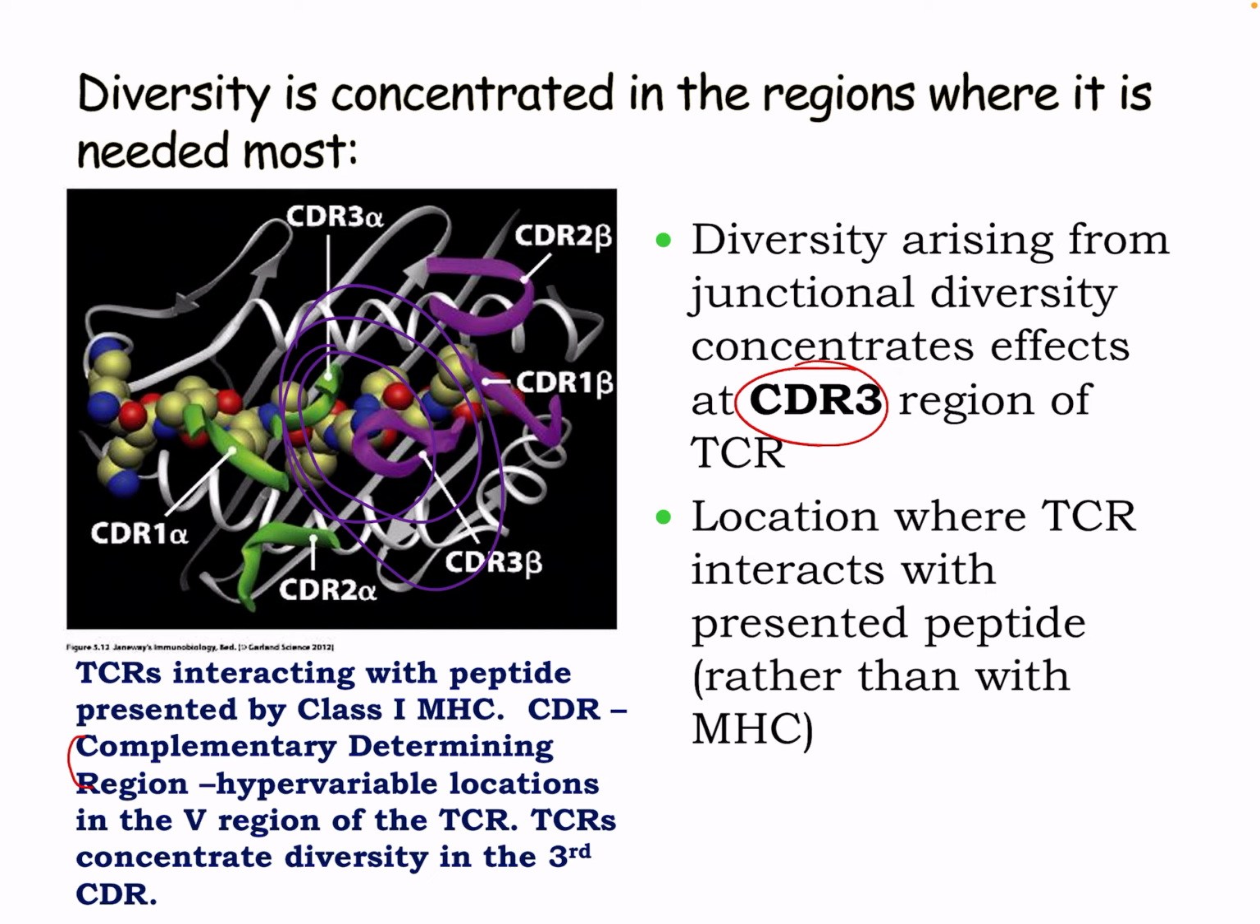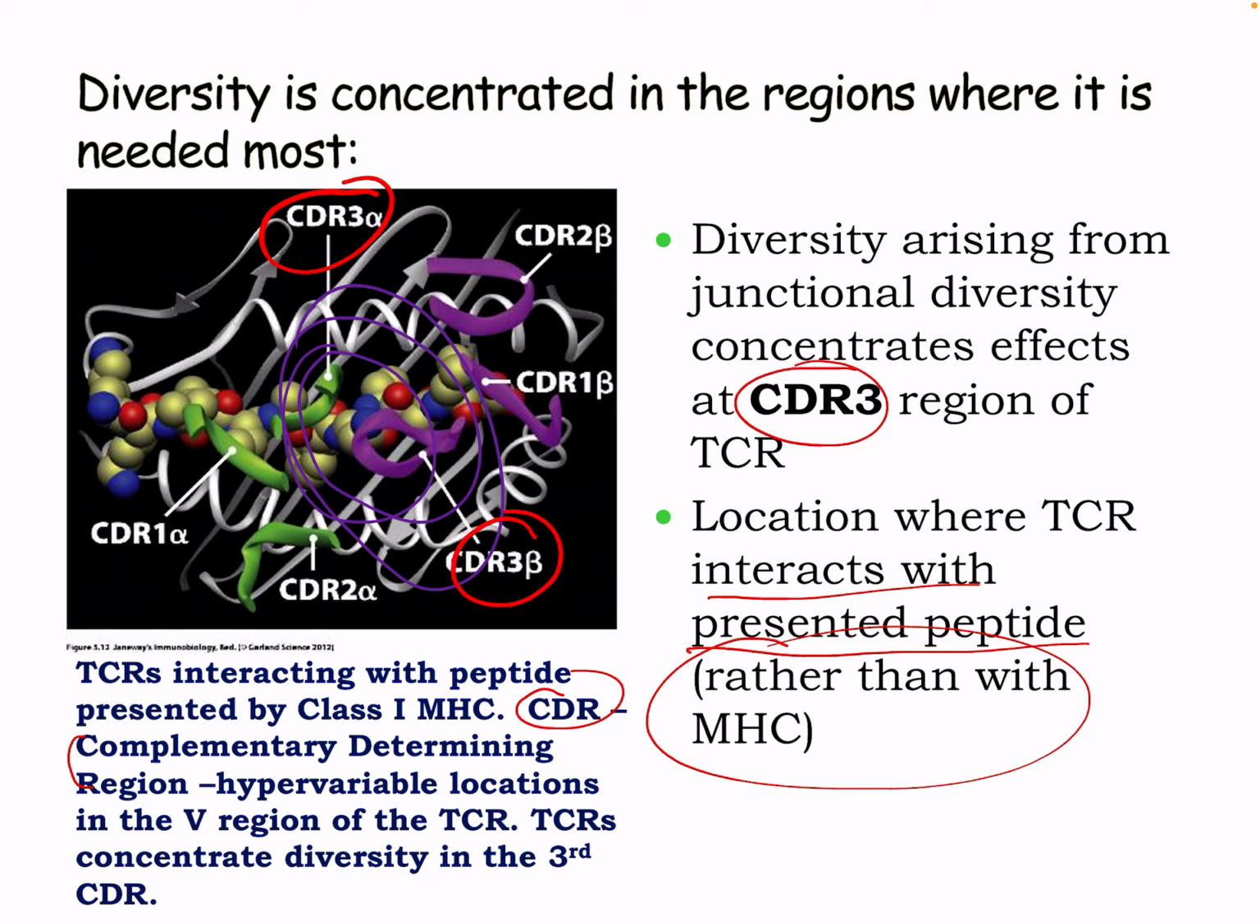stands for. And this is the location where a T cell receptor interacts with the presented peptide rather than with MHC. So T cell receptors interacting with peptide presented by class 1 MHC. So we have our CDR3, which you can see here. There's also alpha and beta of that. This is the hypervariable location in the V region of the T cell receptors. And the T cell receptors concentrate their diversity in the third CDR.